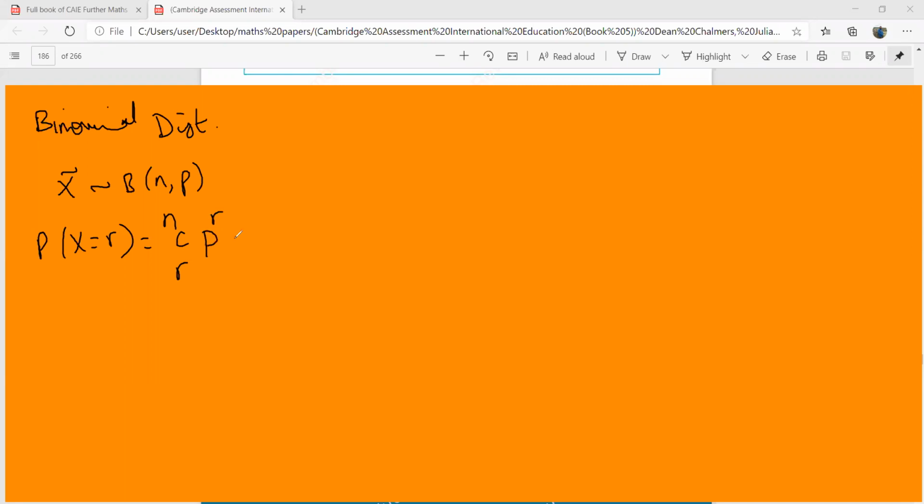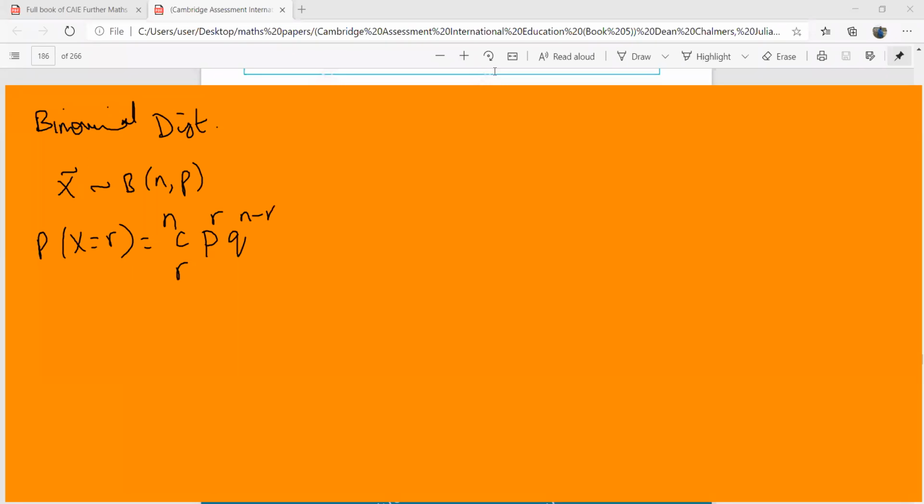We are on to the binomial distribution, by the way. We have seen that if there is a binomial distribution with the parameters n and p, we can find the probability x equal to r through the formula nCr, p raised to power r, and q raised to power n minus r.